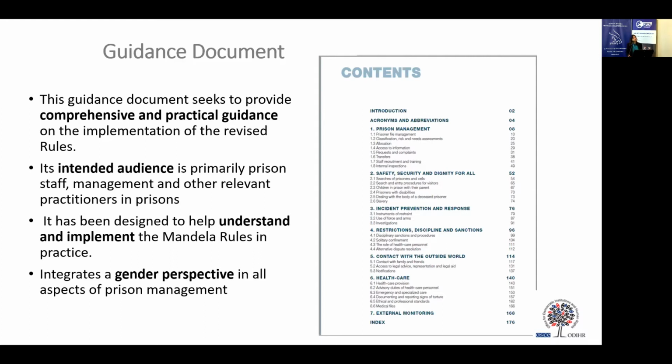This guidance also integrates a gender perspective in all aspects of prison management. It pays attention to special risks and needs faced by women prisoners, as well as risks for LGBTI prisoners. And it refers to the UN Rules for the Treatment of Women Prisoners and Non-custodial Measures for Women Offenders, what we call the Bangkok Rules, whenever relevant throughout the document.